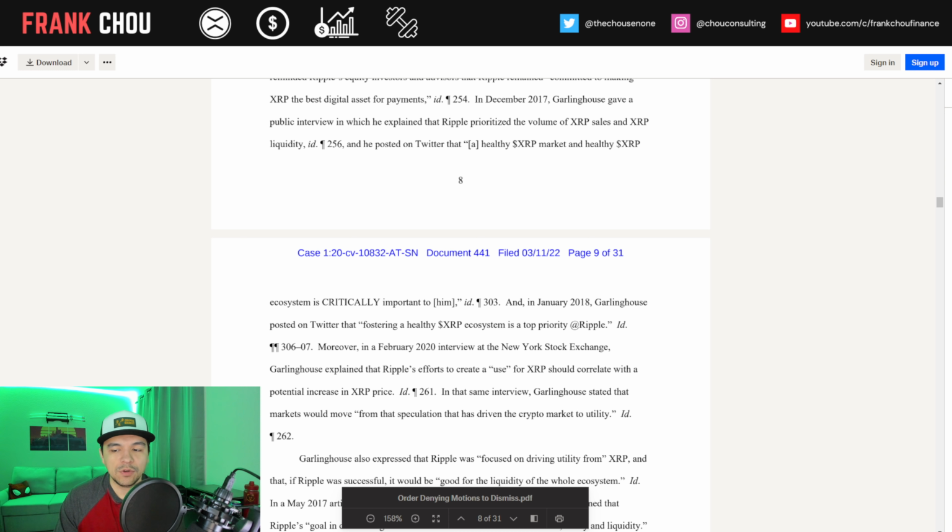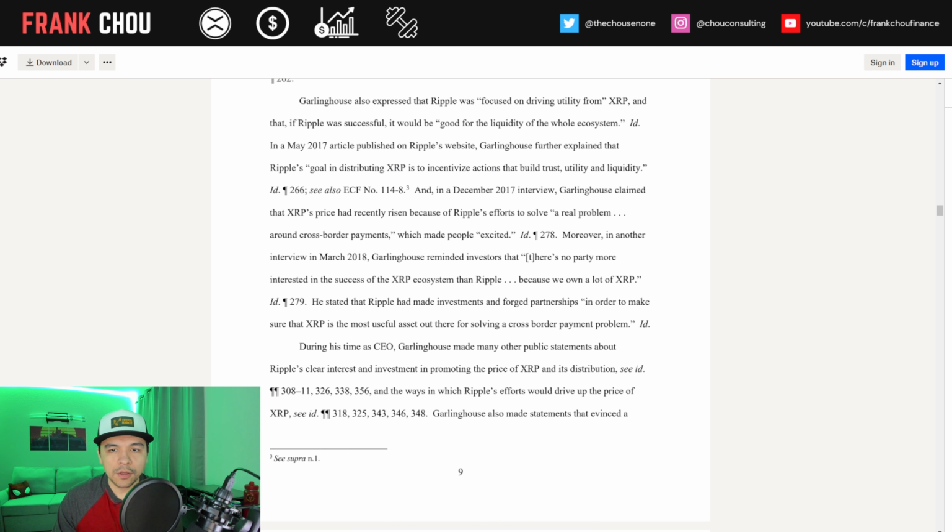In that same interview, Garlinghouse stated that markets would move from the speculation that has driven the crypto market to utility. Garlinghouse also expressed that Ripple was focusing on driving utility from XRP, and that if Ripple was successful, it would be good for the liquidity of the whole ecosystem. In a May 2017 article published on Ripple's website, Garlinghouse further explained that Ripple's goal in distributing XRP is to incentivize actions that build trust, utility, and liquidity.